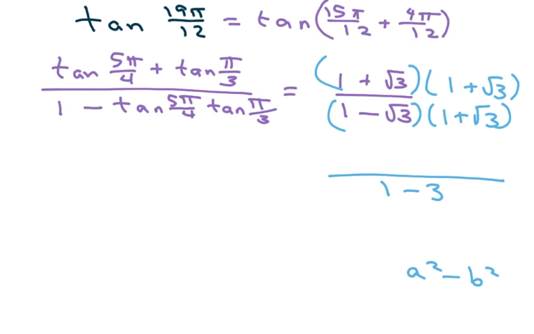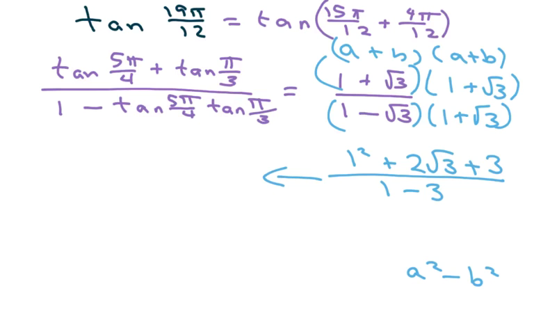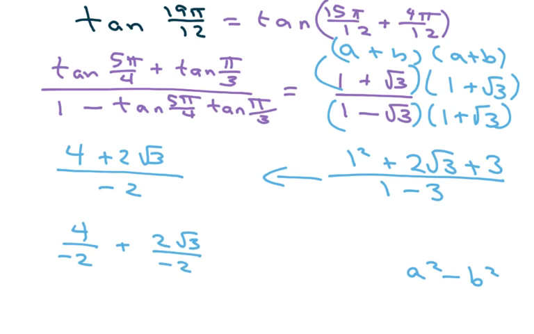Now for the numerator, you're just going to use a plus b times a plus b. We know that's a squared plus 2ab plus b squared: 2 times 1 is 2, and then the square root of 3 squared is 3. Now I'm going to work back this way. I'm going to get 4 plus 2 square root of 3 over negative 2, and I'm going to put this under each piece, which gives me negative 2 minus square root of 3.